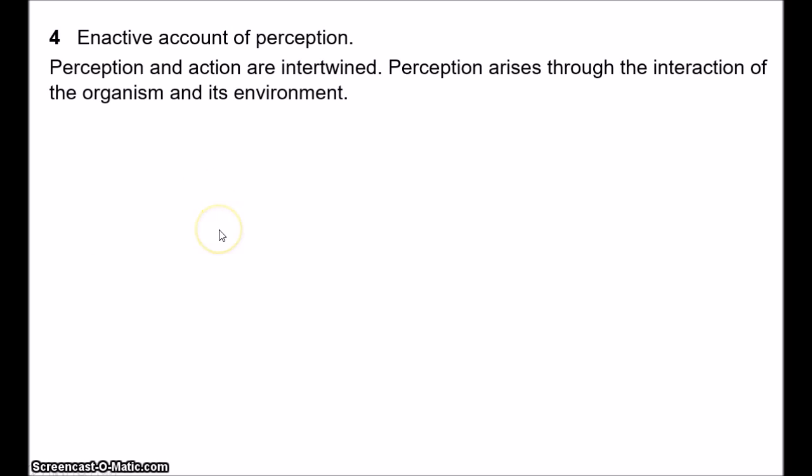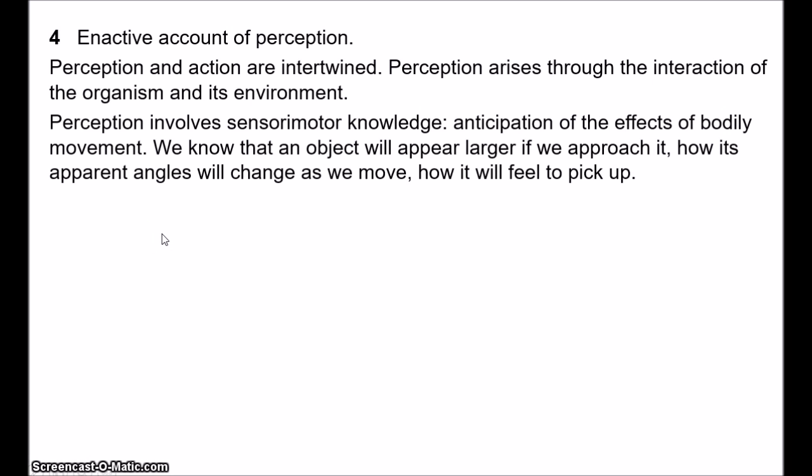On the enactive account, perception and action are intertwined. Perception arises through the interaction between the organism and its environment. The point of perception is to enable action. Learning to perceive requires relating your raw sensations to your bodily abilities, so becoming aware that you can perform certain actions. You learn that a ball is graspable or bounceable. You learn that a door is openable. Perception necessarily involves sensorimotor knowledge, which is the anticipation of the effects of bodily movement on your sensations.